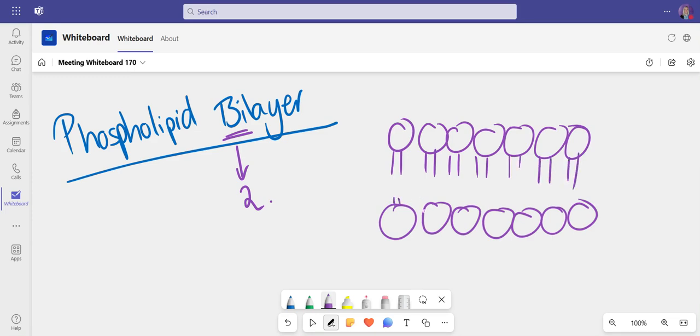Now, when you draw them, please try and draw the tails nearly touching in the middle. Don't draw them as little stumpy tails like that. I've seen that be rejected in some mark schemes in the past. So nice long tails nearly touching in the middle. We call that the phospholipid bilayer.